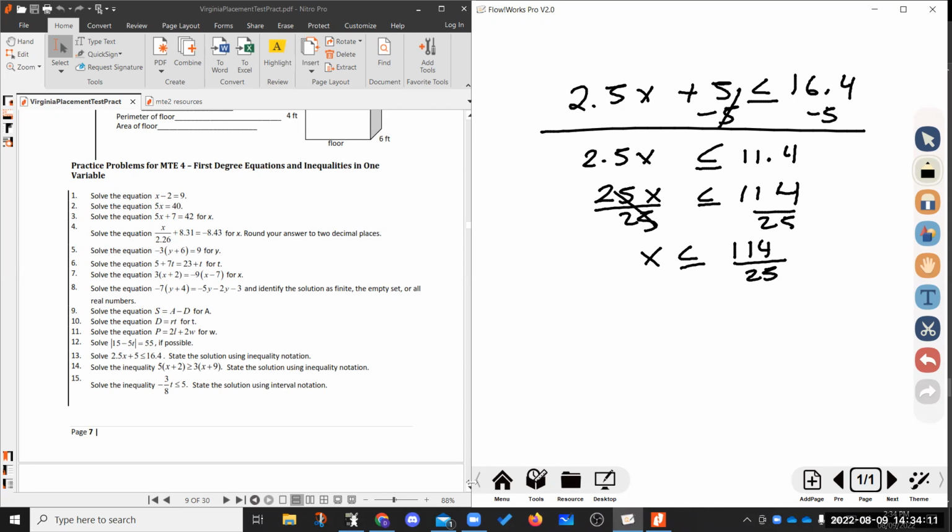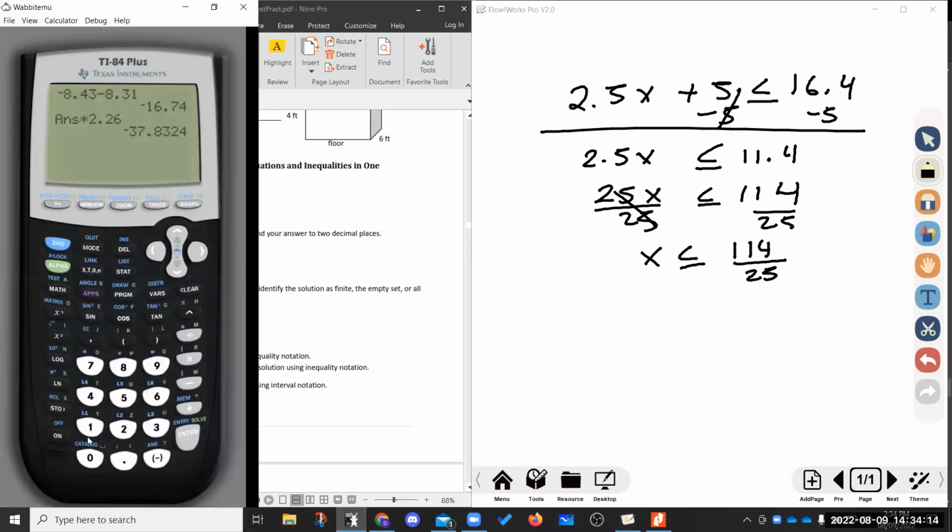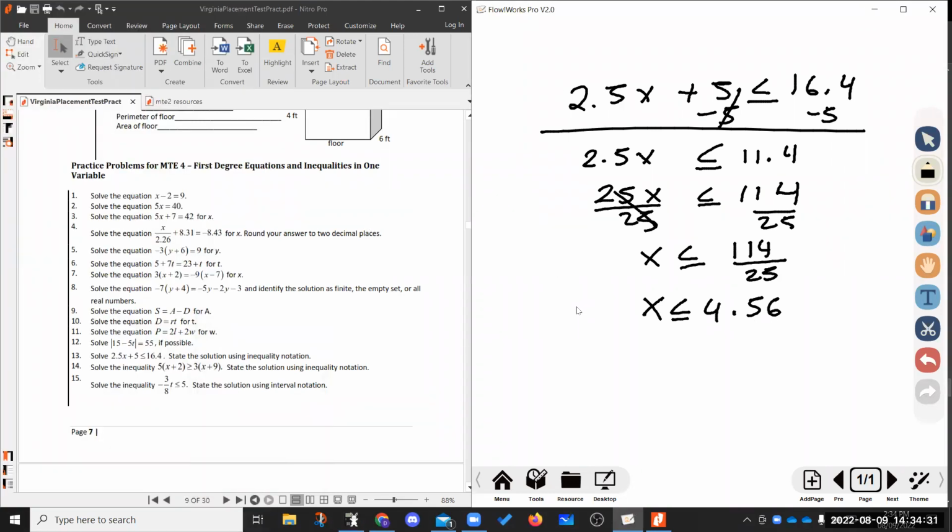If I want that answer expressed as a decimal, let's take 114 divided by 25, and I'll get 4.56. The reason I went back to a decimal for my final answer is because I started off with decimals in my original problem. So it's probably how they wanted the answer stated. That was number 13. Number 14 asks for me to solve the inequality 5 times the quantity x plus 2 is greater than or equal to 3 times the quantity x plus 9.